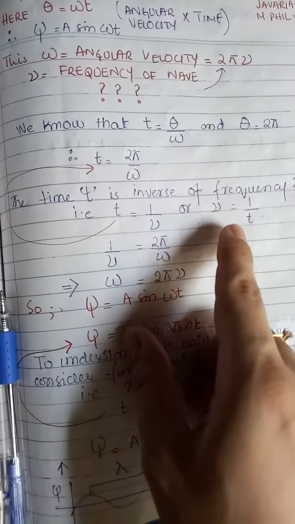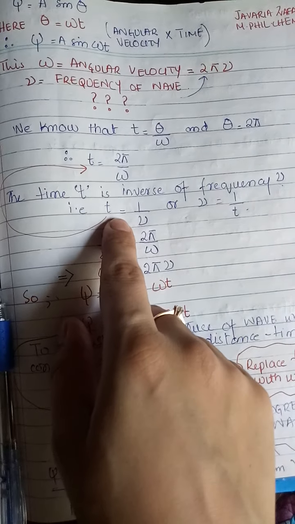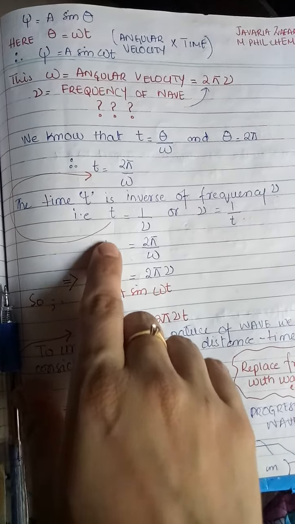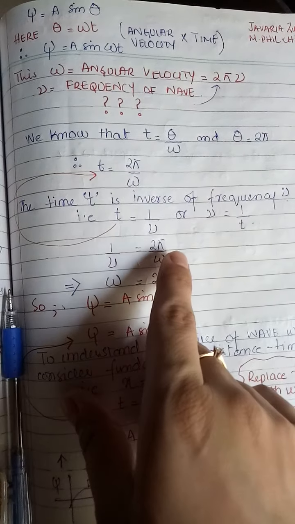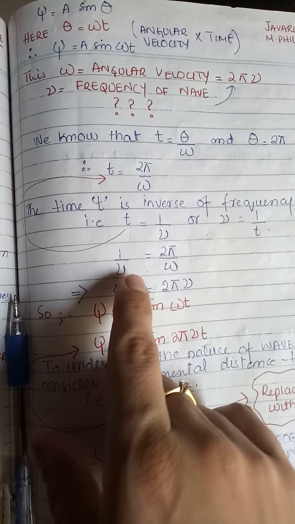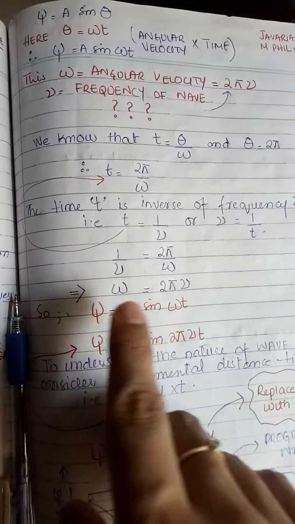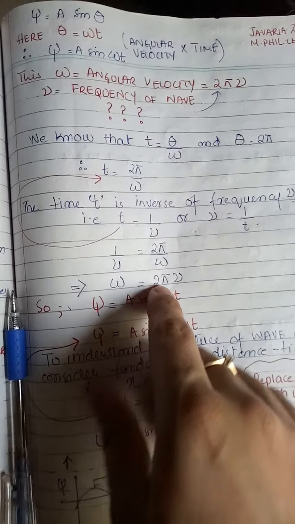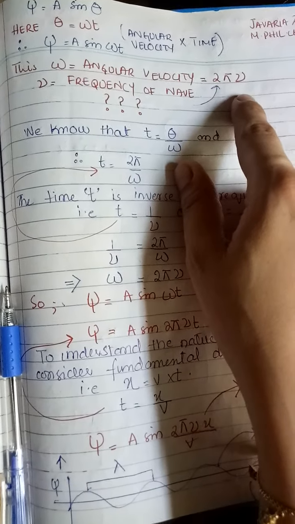If we put this t value, 1 over nu, in this equation, we will get 1 over nu is equal to 2 pi over omega. To evaluate the value of omega, we will transfer this nu value to the right hand side. So omega will be equal to 2 pi nu. This proves that omega is equal to 2 pi nu.